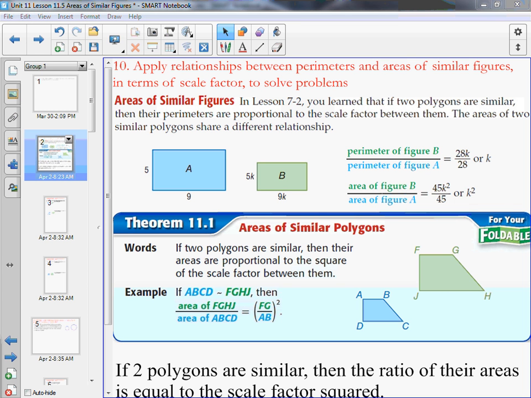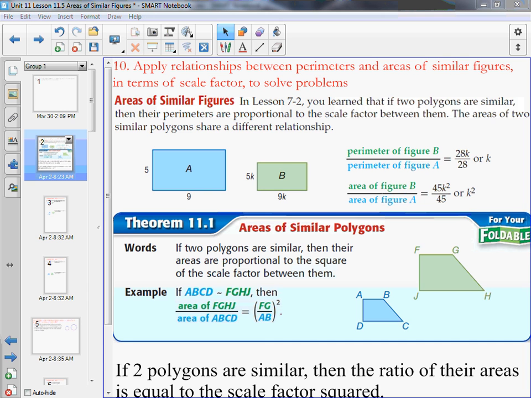The ratio of the areas doesn't equal the scale factor. The ratio of the areas equals the square of the scale factor. The ratio of the areas of two similar figures equals the scale factor squared. Okay? So you have to know that your figures are similar. You have to either be told or be given enough information to figure out what the scale factor is. And whatever the scale factor is, square it. And that equals the ratio of the areas.